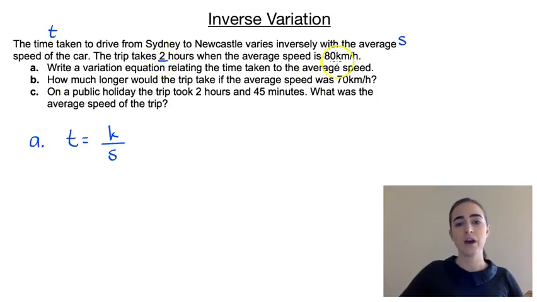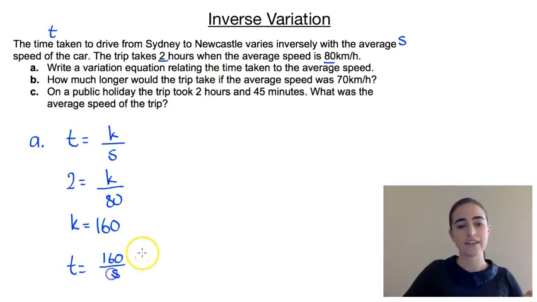We know it takes 2 hours when the average speed is 80 kilometers per hour. So that means 2 equals k over 80. To get k on its own, we multiply both sides by 80, and we end up with k equals 160. So our variation equation is t equals 160 over s. That's part A finished.